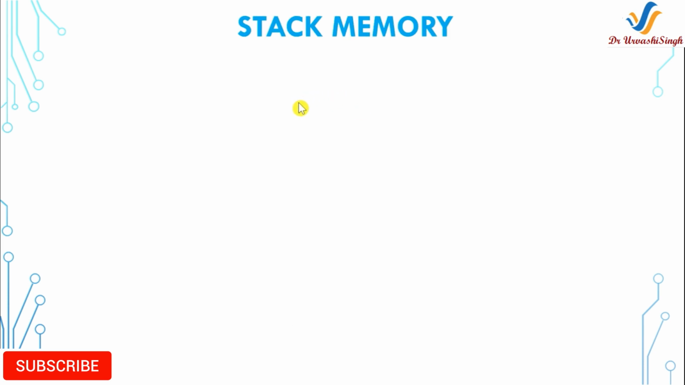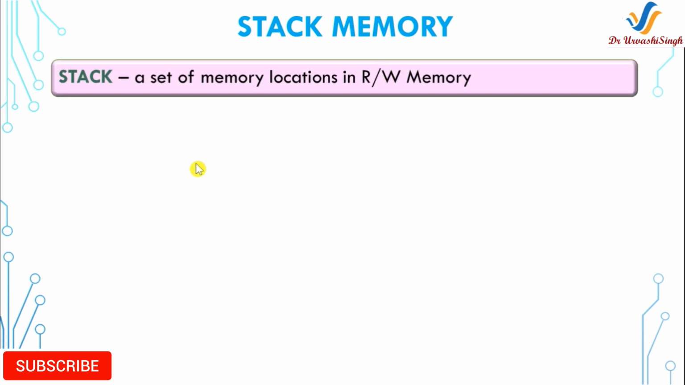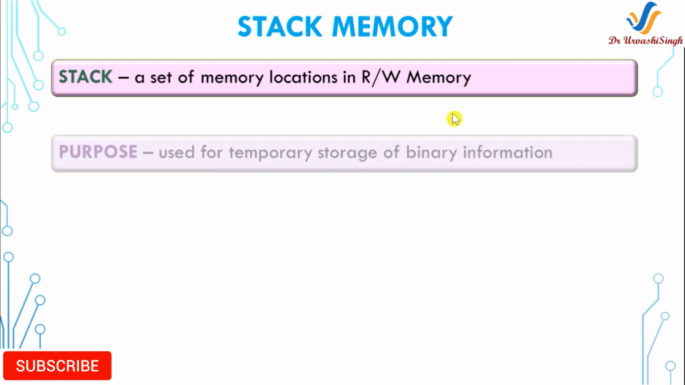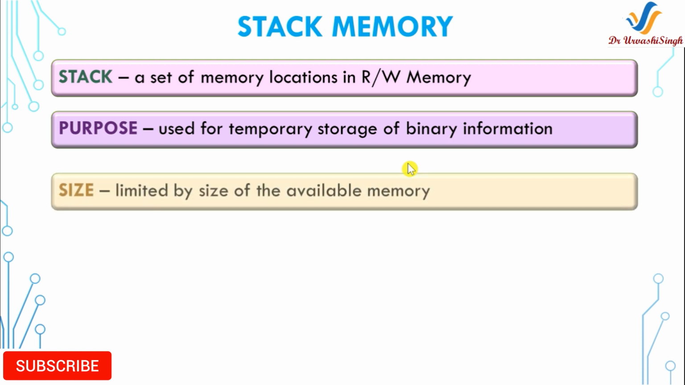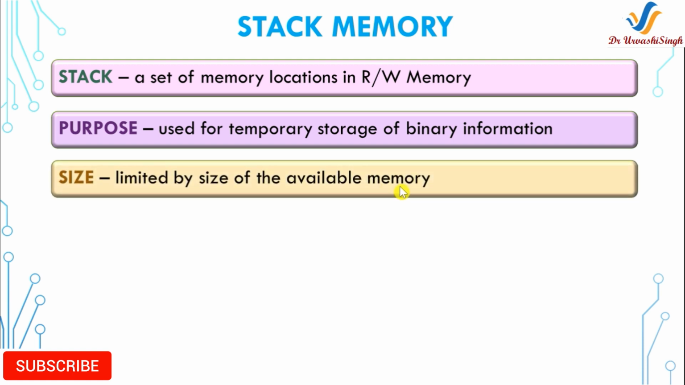Now before studying the group 6 instructions, let us first understand the stack memory. Stack is a group of memory locations in read-write memory. It is used to store the binary information, which can be any data or an address, temporarily during the execution of the program. Its size is limited by the size of the available memory.